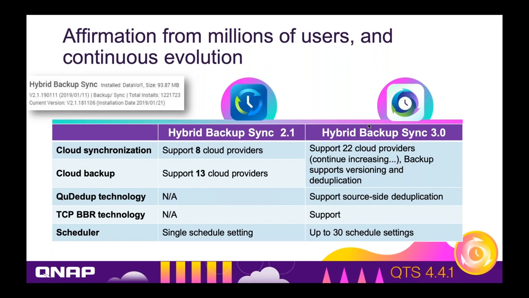We support deduplication on the source side, and source side means we deduplicate before we send the backup through the network or through the internet. That means the backups happen faster and take less bandwidth because there's less data that we have to send through the network. We support TCP BBR now, which makes backups through the internet happen faster. And we have a more advanced schedule so that you can schedule up to 30 schedules per backup job.